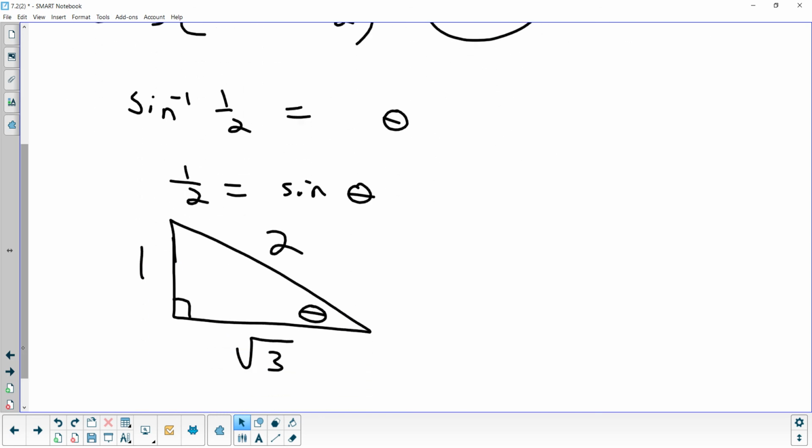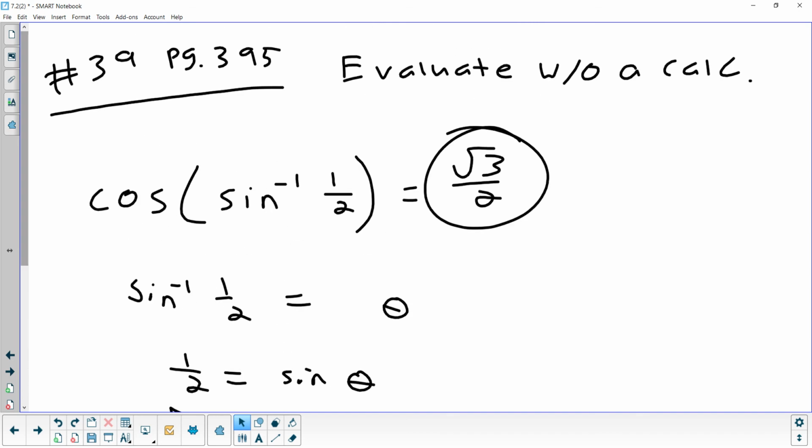So technically, even though I said you should know what that angle is, you don't have to, because I never wrote down what that angle is. It's a 30-degree angle. But you didn't have to actually find that to do this problem, because they didn't want to know the angle, they wanted to know the cosine of the angle.